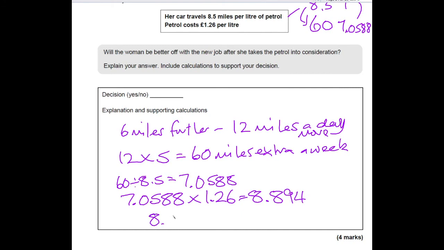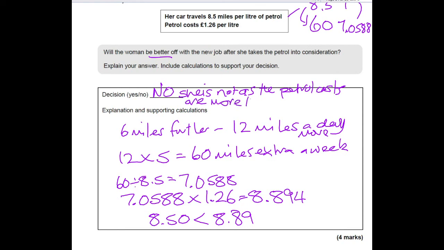So the £8.50 is actually less than the £8.89 it's going to cost her in petrol. So our decision on whether she's better off or not is no, she is not, as the petrol costs are more than the pay rise. And all of that working out and explanation is worth 4 marks.